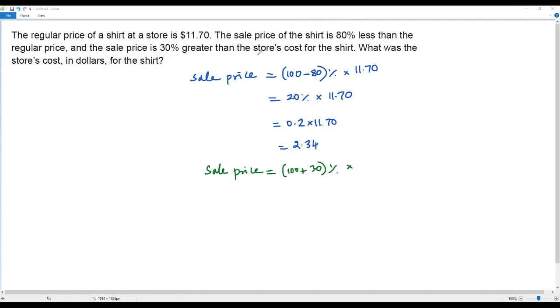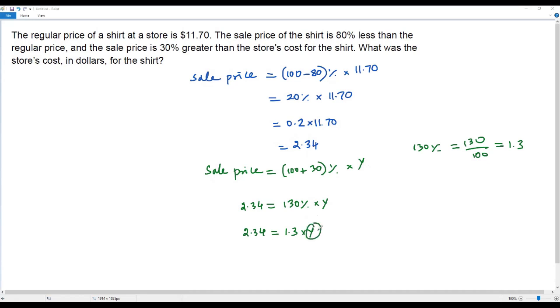So let's assume the store's cost for the shirt as just Y. Already we got the sale price, that is $2.34. Let's plug in this value for the sale price over here. Then we get 2.34 equals 130% times Y. Then we have 2.34 equals, when I convert this percentage to a decimal, 130 divided by 100, I'm getting 1.3 times Y.